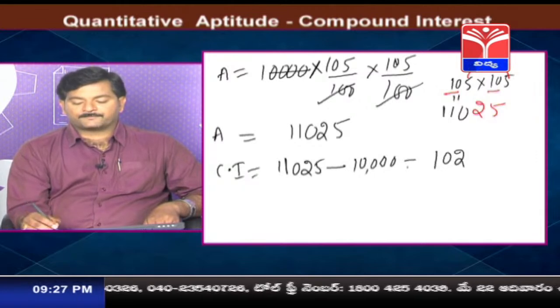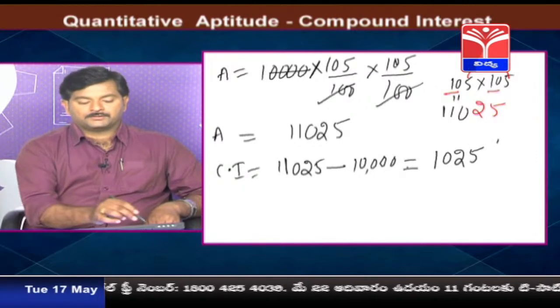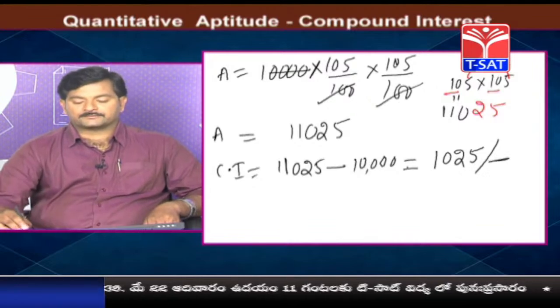1,025 rupees. I hope you understood. This is our final answer. In these two questions, the concept is very clear. Remember, in the previous question and in this question, the concepts are almost the same. Interest is being compounded quarterly. That's why the rate of interest should also be quarterly.